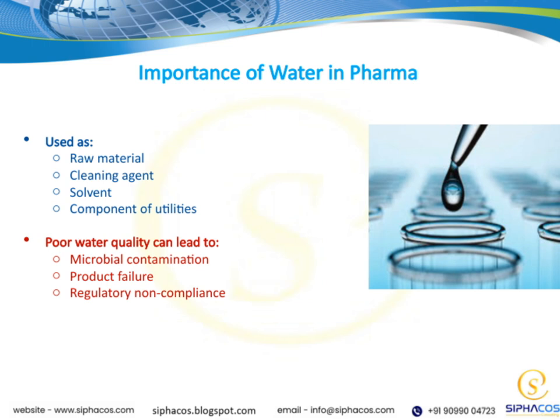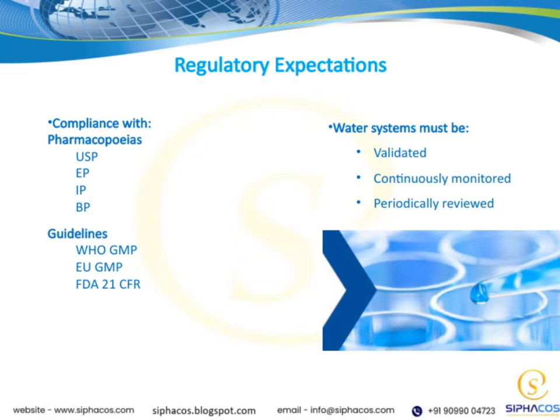Ensuring water quality isn't just a technical requirement. It's a core part of maintaining trust in our medicines and meeting strict industry standards. Water systems are a critical part of pharmaceutical manufacturing, and it's essential that they are properly managed throughout their life cycle. First, they must be validated, meaning we need to ensure they perform consistently and reliably according to their intended use. Once validated, continuous monitoring is key.